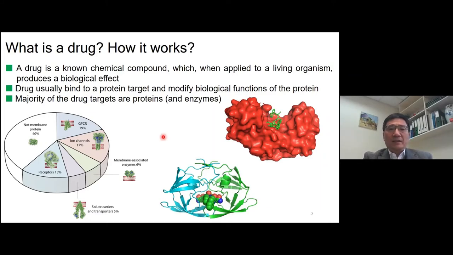If you look at the literature, the majority of drug targets are proteins or enzymes. If we analyze a little further, the proteins could be membrane proteins, accounting for about 40%, as Professor Huang mentioned. Certain anti-cancer drugs target these membrane proteins, for example G-protein-coupled receptors, membrane-associated proteins, ion channels, receptors, and soluble proteins or transporters, and so on. So this is roughly the distribution of the protein targets for those drugs.